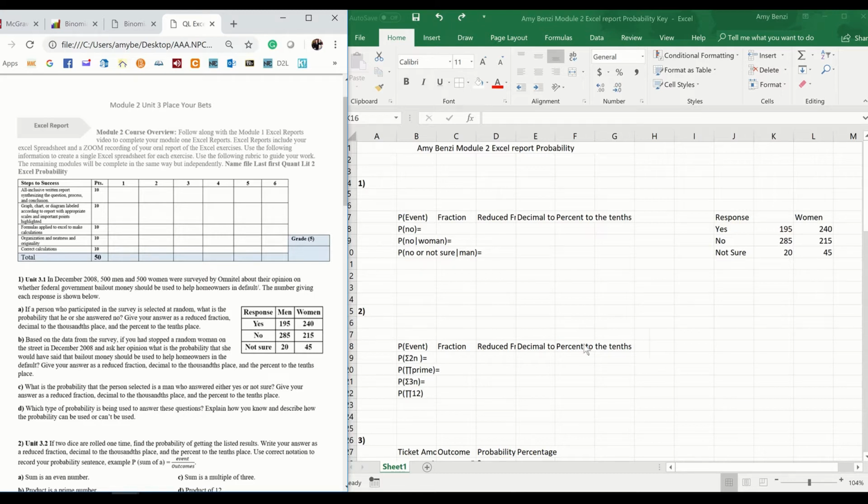I'm going to go ahead and help you set up a basic foundation for your Module 2 Excel report. I'm not going to go into the same detail I did with the last report. I'm going to leave a little bit more for you guys to do, but I will probably end up doing a lot more than I plan. All right, so we're going to go ahead and look at our problems here.